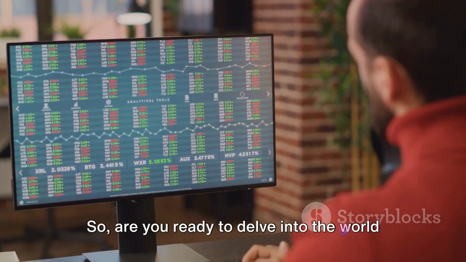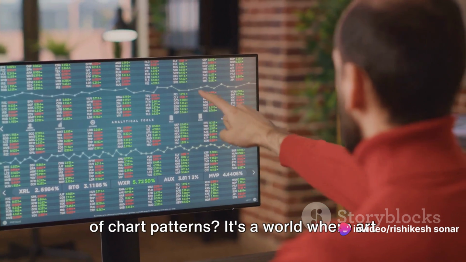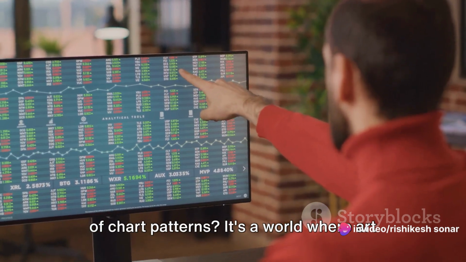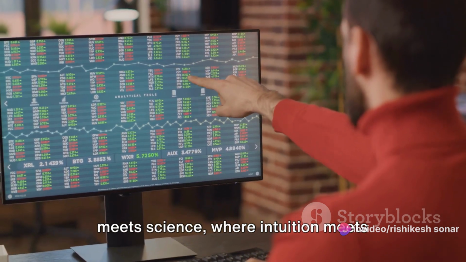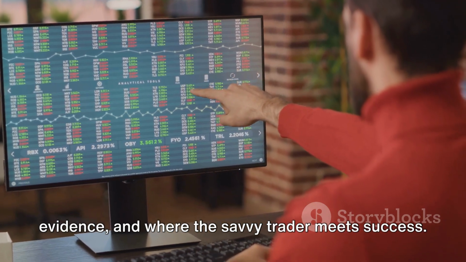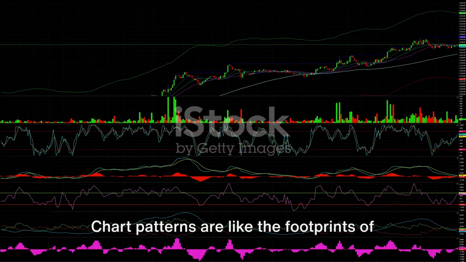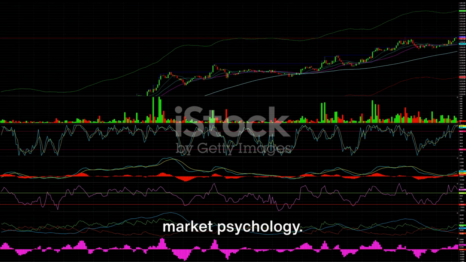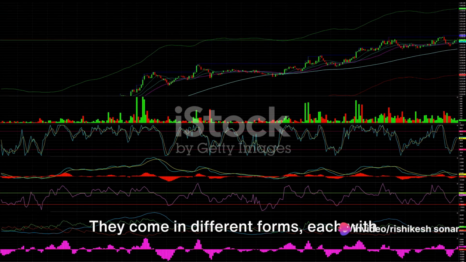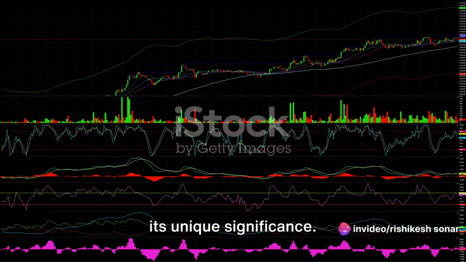So, are you ready to delve into the world of chart patterns? It's a world where art meets science, where intuition meets evidence, and where the savvy trader meets success. Chart patterns are like the footprints of market psychology. They come in different forms, each with its unique significance.